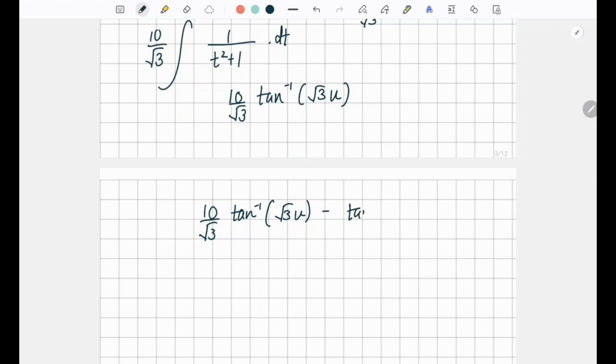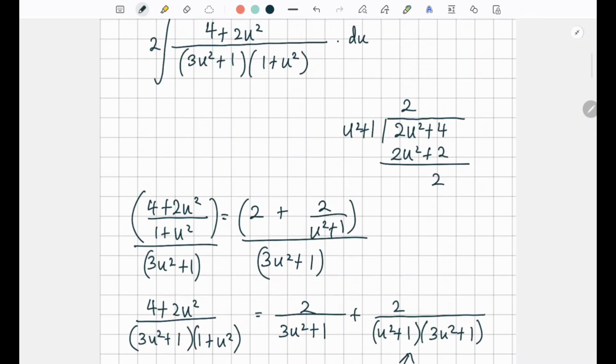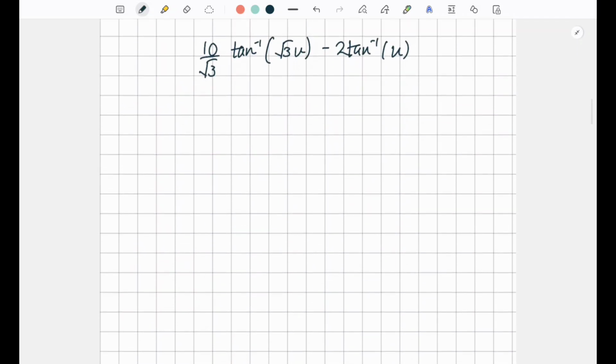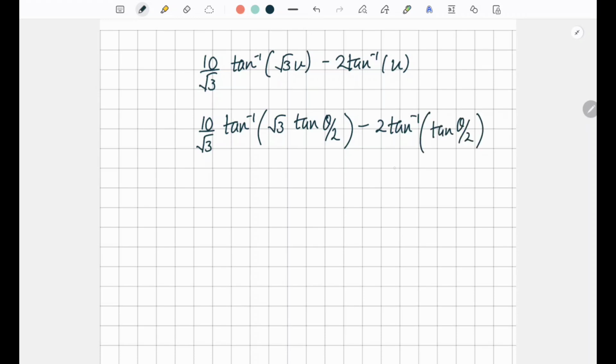So now our final answer would be 10 over root 3 tan inverse root 3 u minus 2 tan inverse u. Okay, and the substitution we took was u equals tan theta over 2. So then you can write 10 over root 3 tan inverse of root 3 tan theta over 2 minus 2 tan inverse tan theta over 2 plus c. This is your final answer.